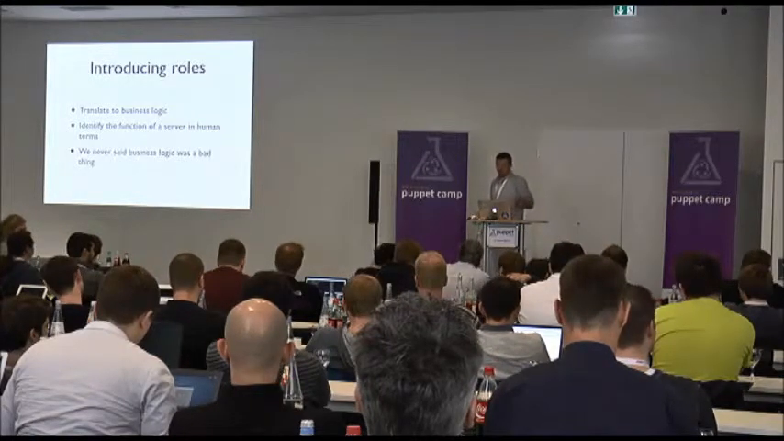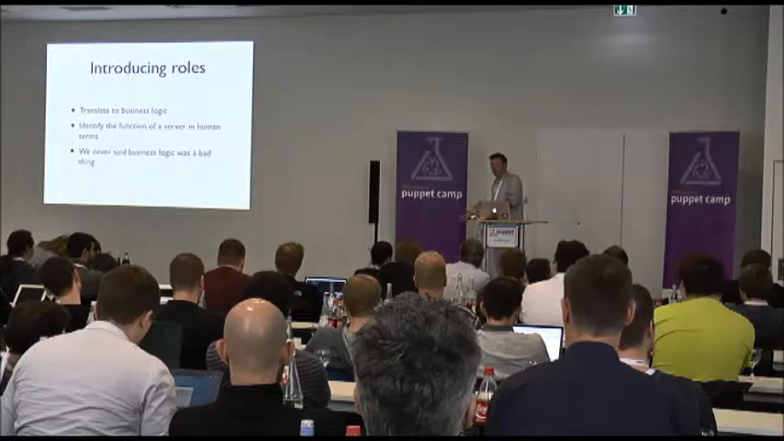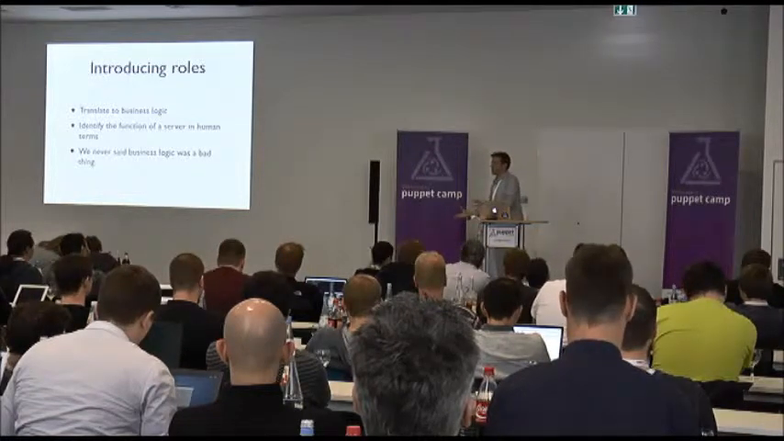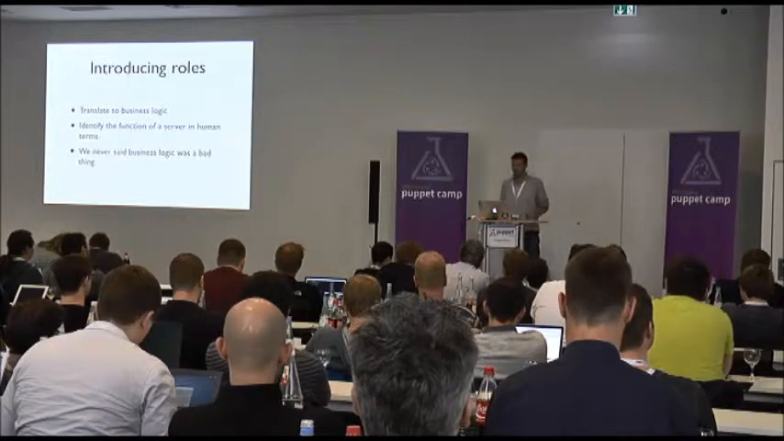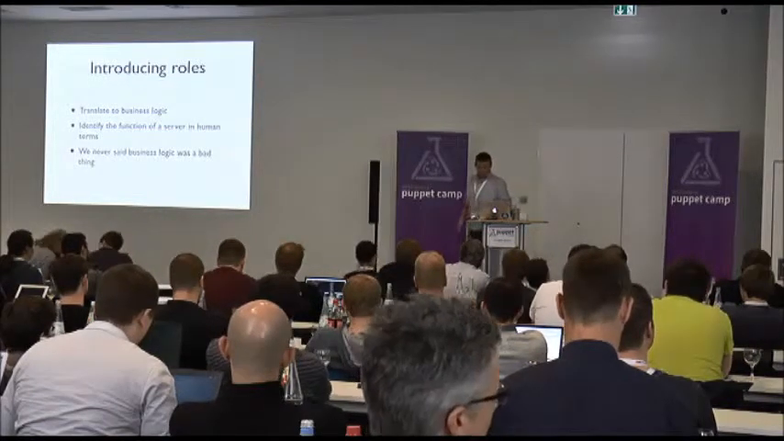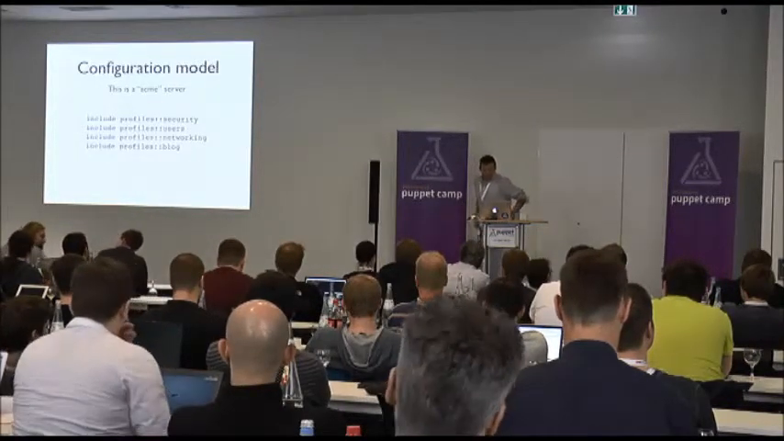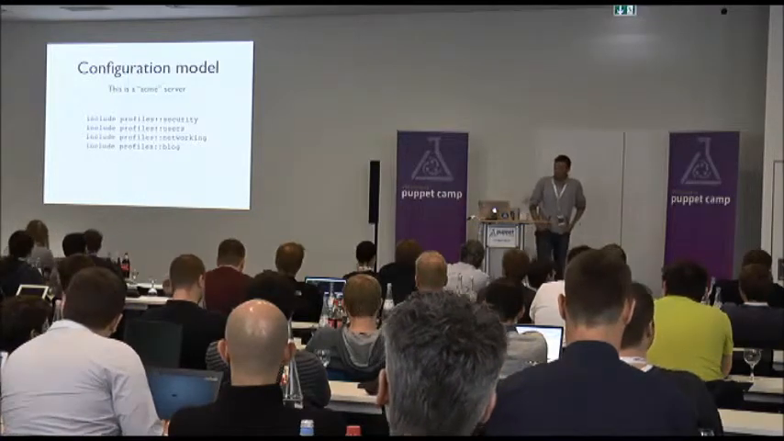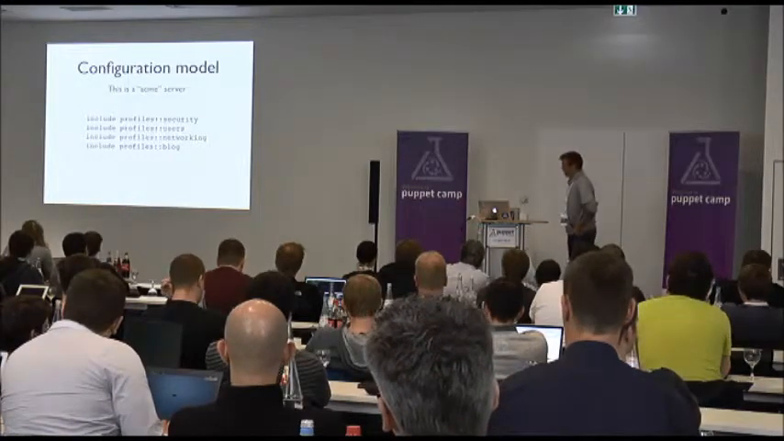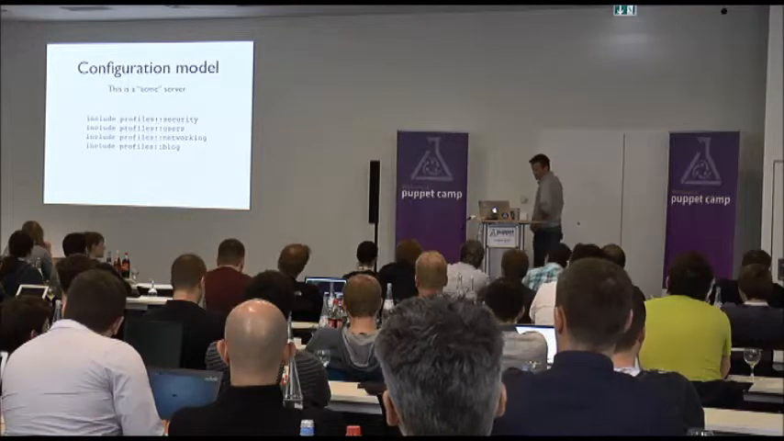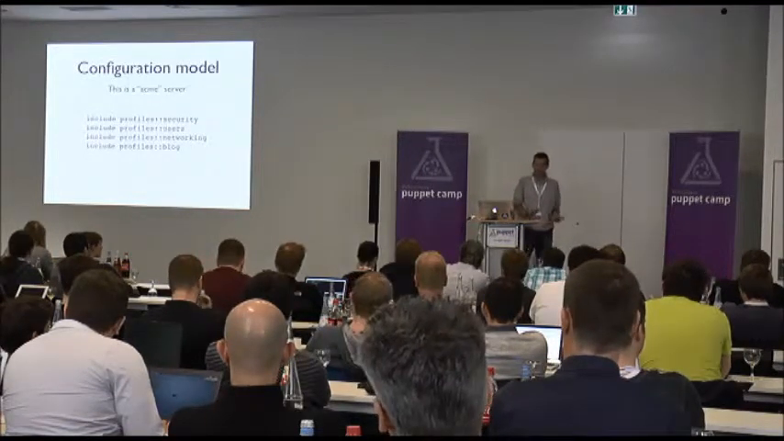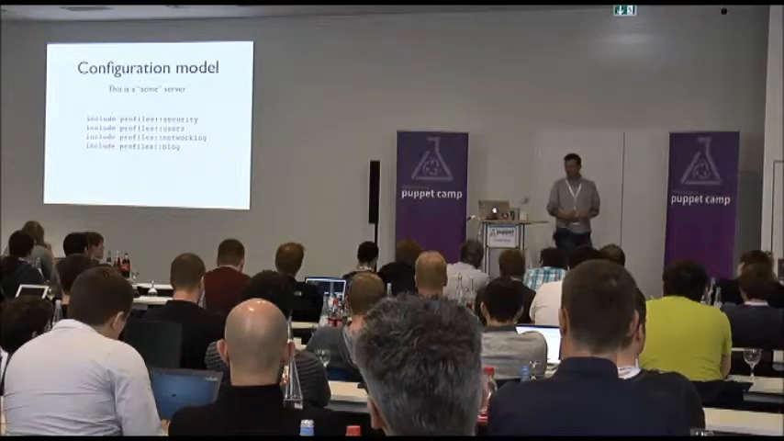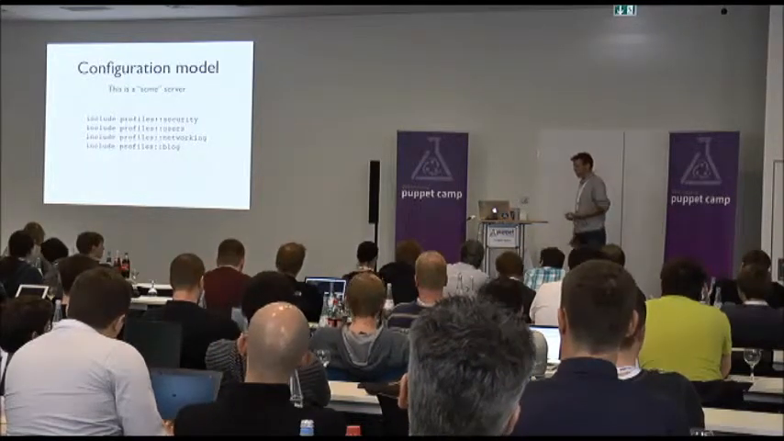So I never said that the business logic was a bad thing, and the way the business sees things is not a bad thing. It's a correct thing. It's just you shouldn't take that and just go and dump it into Puppet. But it's a good thing. So I'm bad with naming things. So my ACME server, because that's the most original thing I could think of, my ACME server role is made up not just of blog, but there's other stuff as well. There's a user's profile, there's a networking profile, there's a security profile.